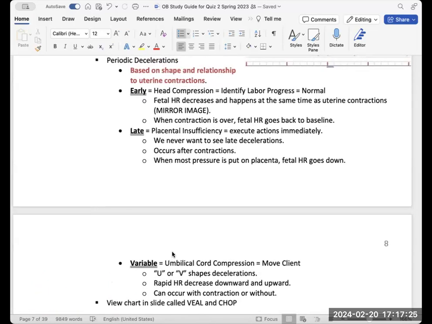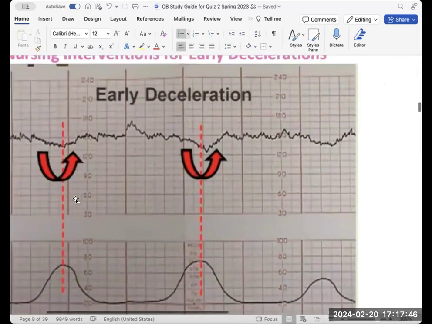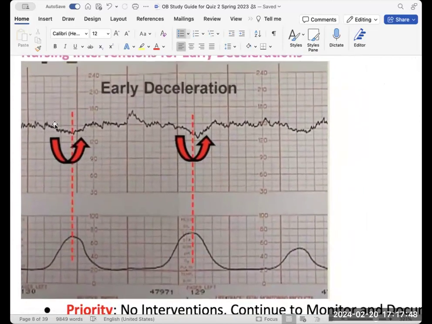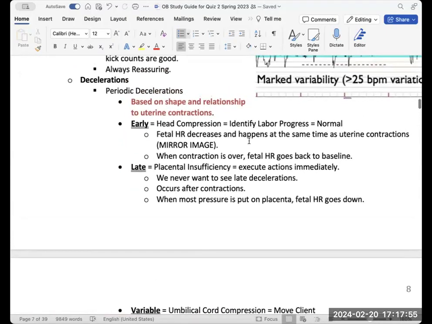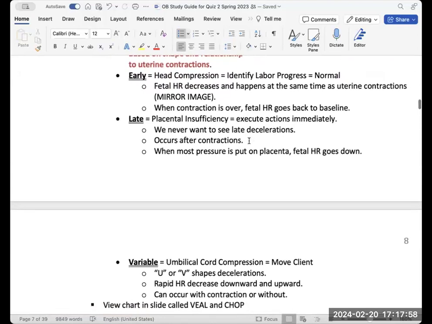When we have early decelerations, we think of the H in CHOP, which relates to head compression. That's a part of the labor process as the baby's moving down, trying to come out. That's normal. The fetal heart rate is going to decrease at the same time as the uterine contractions. As an example, here's an early deceleration. The fetal heart rate decreases at the same time as the uterine contraction. That is normal. So early, think of head compressions, the H in CHOP.